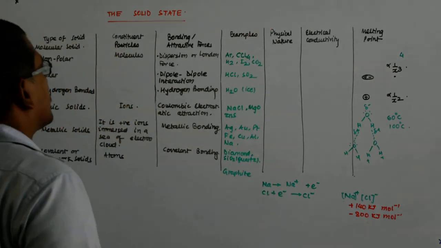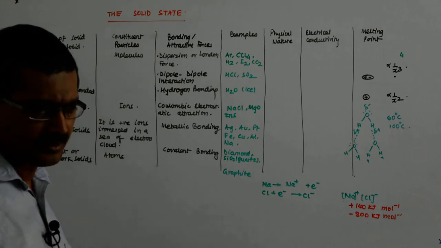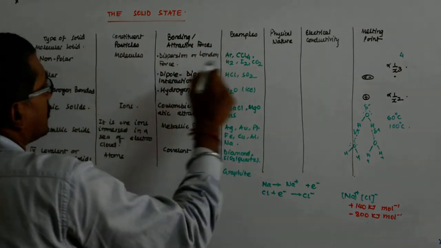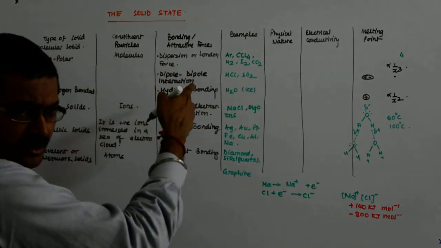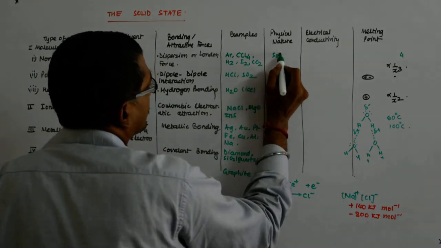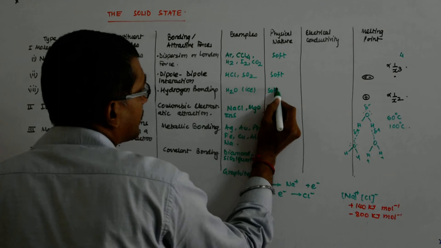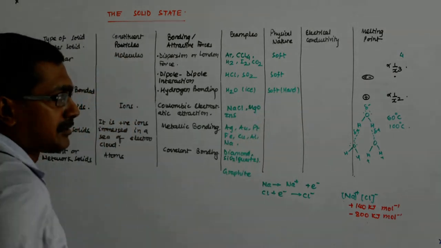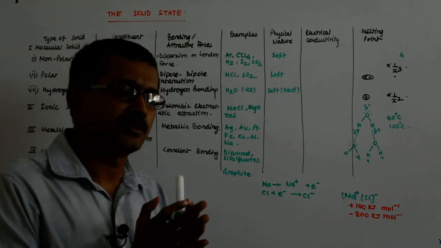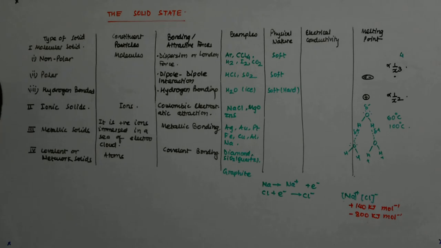Now how about the physical nature? Physical nature is easy to guess. What will be the physical nature? They talk about whether they are soft or hard. So since the forces are small, the nature has to be softer. They will not be able to resist it. So this is soft. This is soft. Water is soft, but ice is hard. Ice is hard because they come closer together due to the drop in temperature. The thermal vibrations are less, so they get firmly bonded. So it depends on what state they are in.